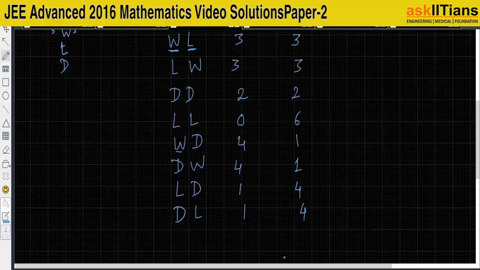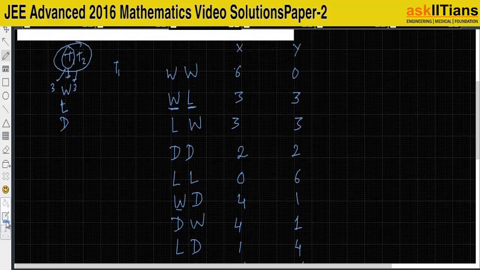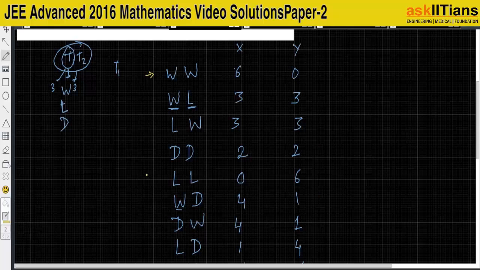Now I have to find the probability that X is greater than Y. So in which of the following cases is X greater than Y? Here X is greater than Y, here X is equal to Y, here X is equal to Y, here X is greater than Y, here X is greater than Y.